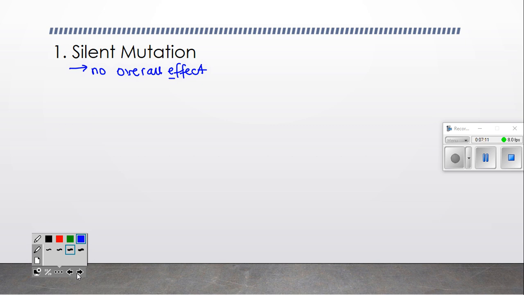Now, how do we determine effect or not? It means no change in amino acid sequence. So when we're talking about no change in amino acid sequence, we're looking for something that will give us a change in DNA nucleotide, but not actually a change in the overall sequence. So if you put your data table away, maybe take it out again so that you can look and see what we're talking about here.